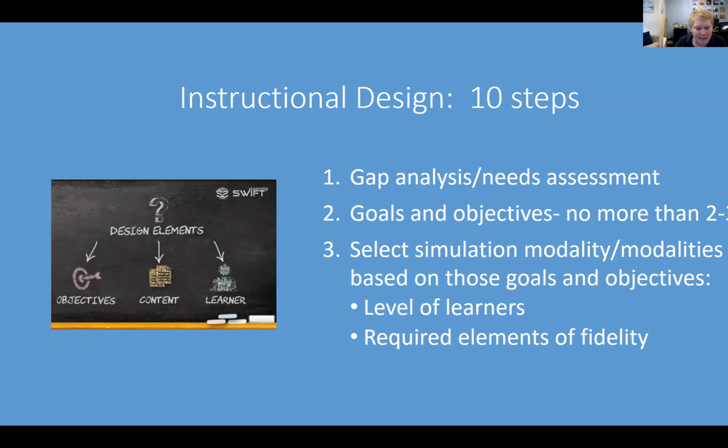And then based on those objectives, we're going to very carefully select which type of simulation modality is going to help us reach those goals most successfully. And we're going to take into account really the learner, the level of the learner, and the required elements of fidelity, or how realistic does the physical environment need to be, or the simulation modality that we need to reach the goals of the simulation.